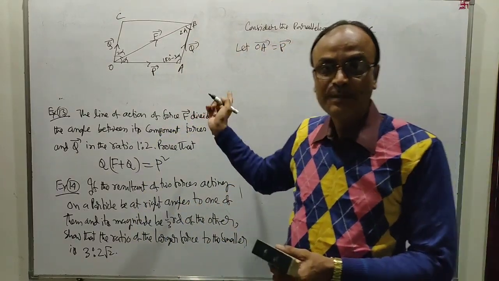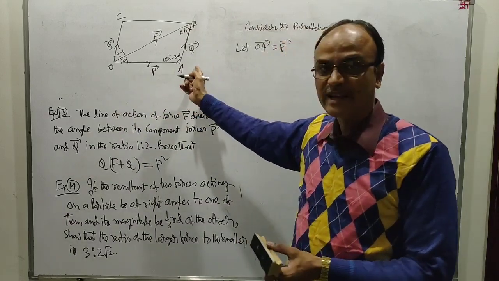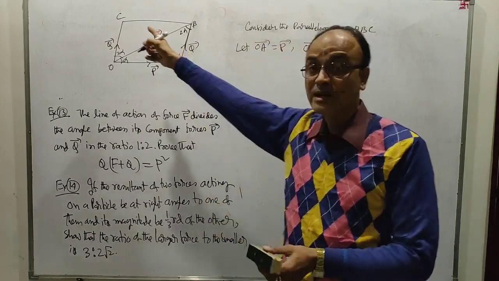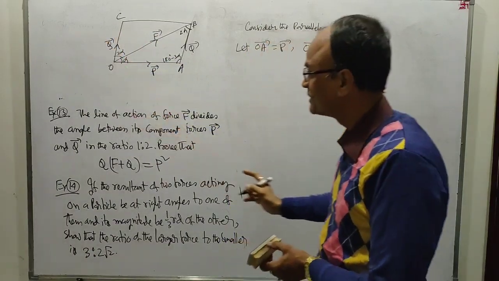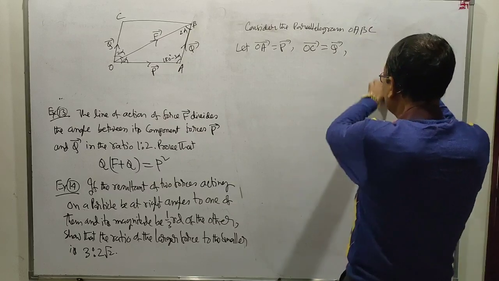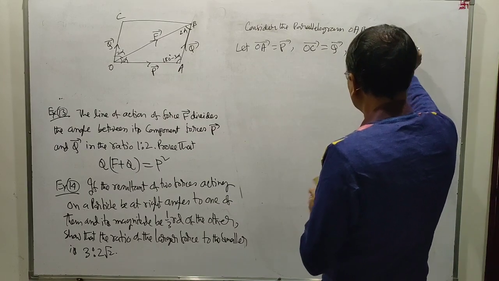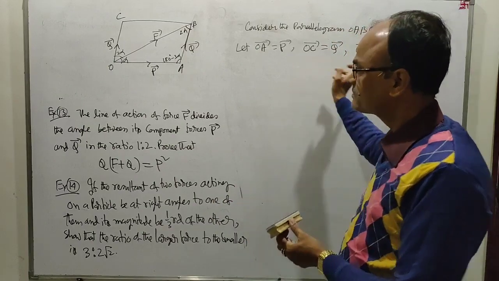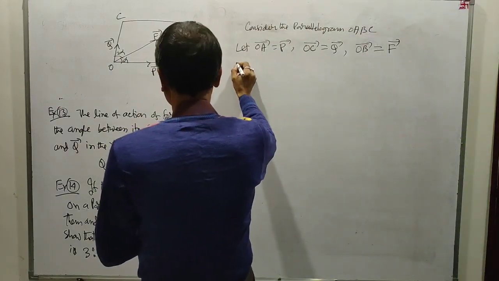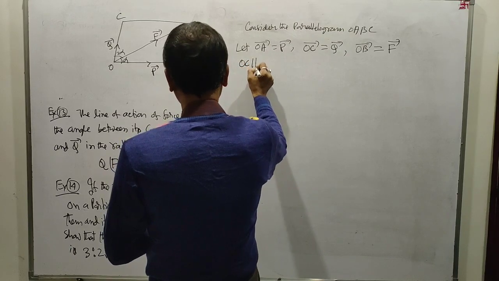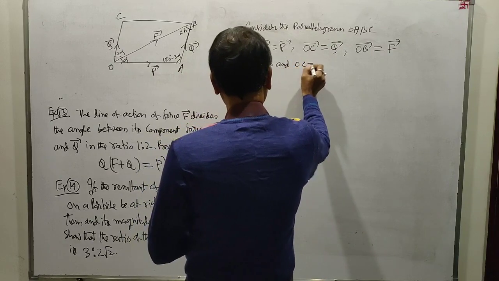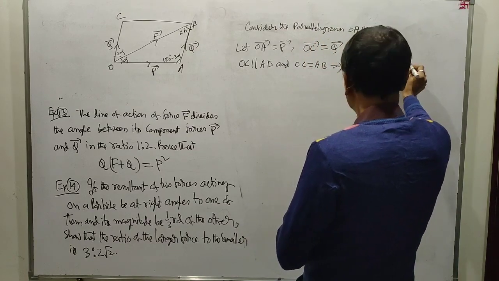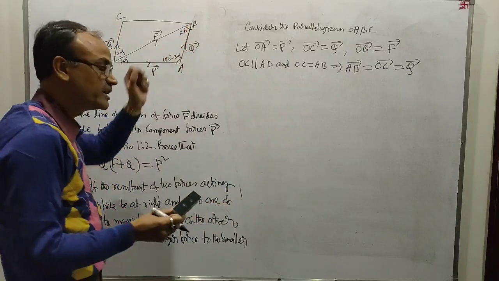This means the P vector is represented by the side OA, and the OC vector represents the force Q, and OB represents the resultant of P and Q, which is F. Now, OC is parallel to AB and OC is equal to AB. This means the AB vector is equal to the OC vector, equal to Q. AB is also Q.